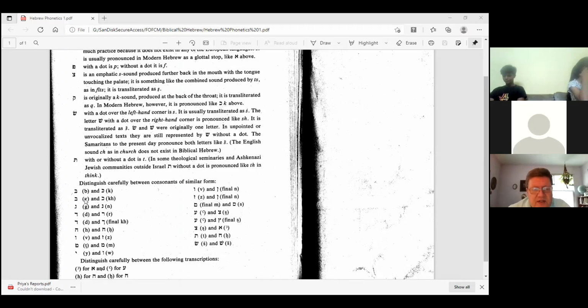Then we go down. This is Beth, okay, Beth, and then Kaf. I don't know why they have the KH, the ending. Okay, how they look at the end.